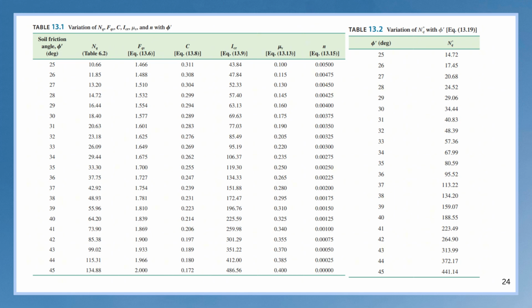It provides values of the modified bearing capacity factor N asterisk sub q based on the soil friction angle. As the friction angle increases, N asterisk sub q increases significantly, which means higher load bearing capacity. These values are used in the simplified equation to estimate base resistance more practically.